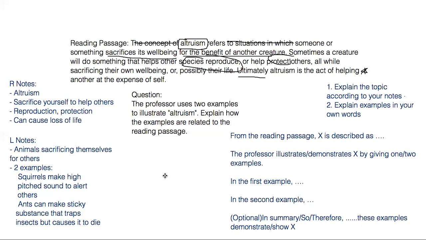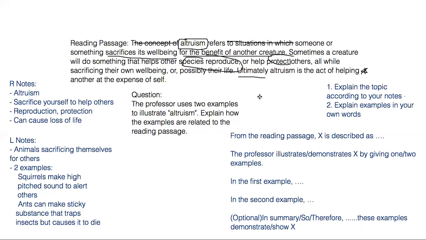In the first example, she describes squirrels making high-pitched sounds to alert others that some kind of predator is nearby. In the second example, she describes ants. Ants can make a sticky substance appear that traps insects around them and protects the other ants. However, the ant who releases this substance ultimately will die from its release. Therefore, these examples demonstrate 2 kinds of animals or creatures who can demonstrate altruism by sacrificing themselves in the protection of their kin or the other animals nearby.